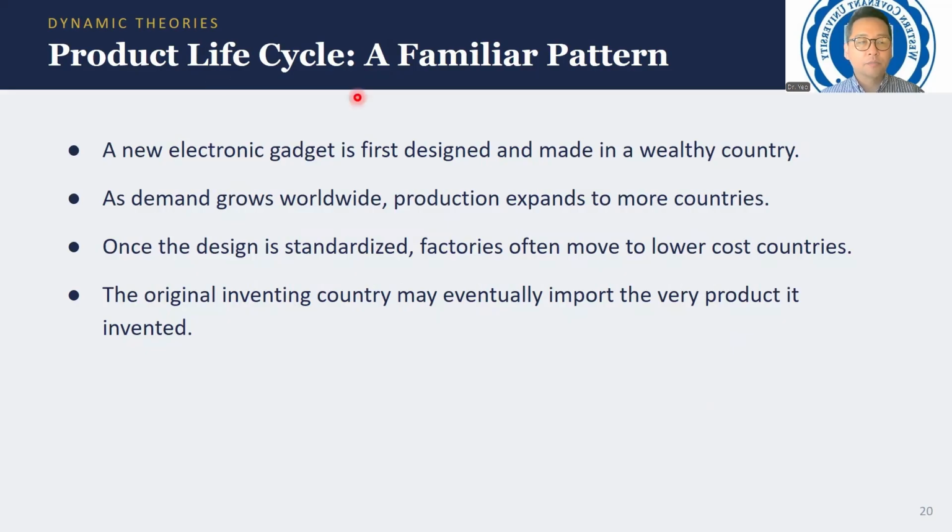To summarize the product life cycle one more time: a new electronic gadget is first designed and made in a wealthy country. As demand grows worldwide, production expands to more countries. Once the design is standardized, factories often move to lower cost countries. The original inventing country may eventually import the very product it invented. That's called reverse import.